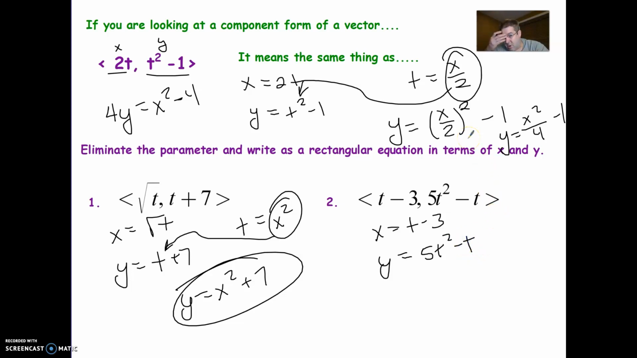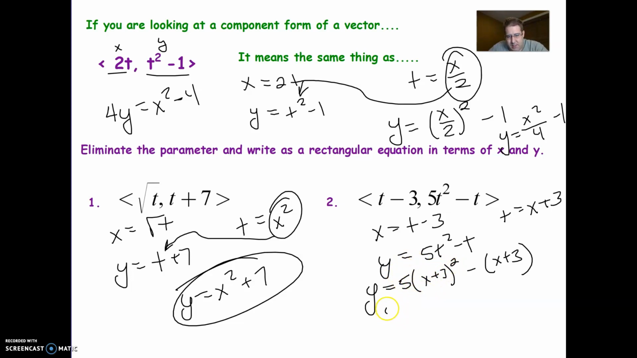All right, so I'm going to solve this first equation for t. I'm going to add 3 to both sides so that t equals x plus 3, and I'm going to put that in there. So y equals, okay, it looks like this is going to be quadratic. This might take a little bit more time. So y equals 5 times (x plus 3) squared minus (x plus 3). Okay, so squaring this first, and then I'll worry about distributing the 5.